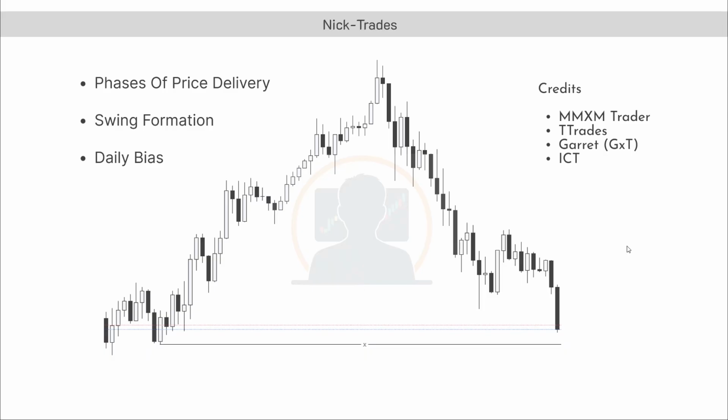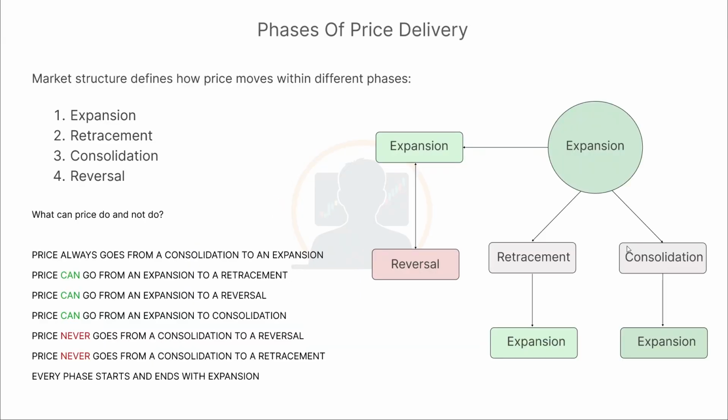So we will take a look at the PDF and then we'll go through a couple of examples to solidify this concept. Starting with phases of price delivery. When we are talking about phases of price delivery, we are indirectly talking about market structure. A market structure defines how price moves within different phases. And there are generally 4 phases of price delivery, starting with expansion, retracement, consolidation, and reversal.